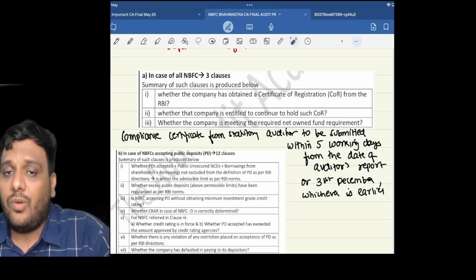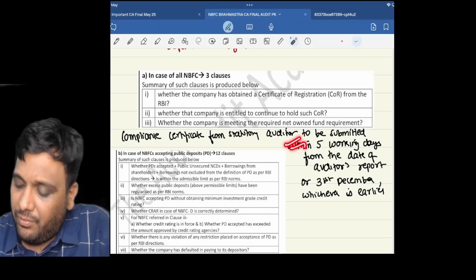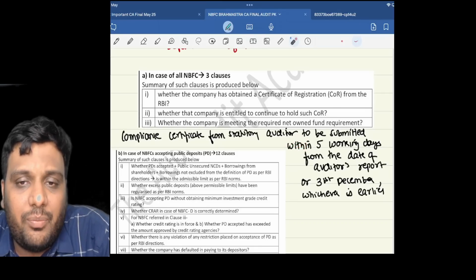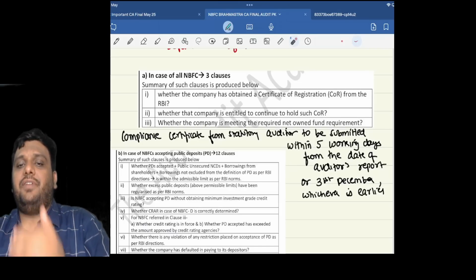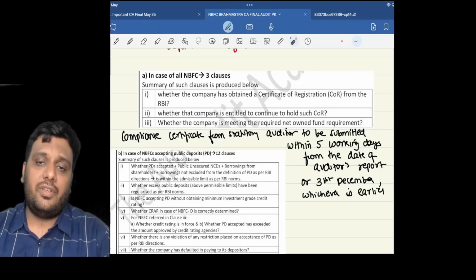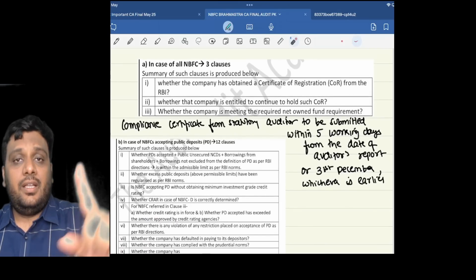It is to be submitted to RBI within 5 working days from the date of auditor's report, but the last date of submission is 31st December. So within 5 working days from the date of auditor's report or 31st December, whichever is earlier.